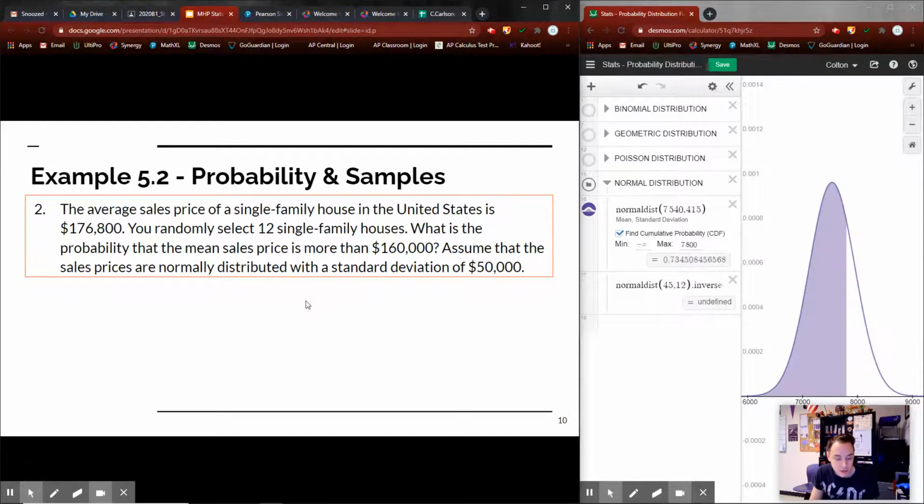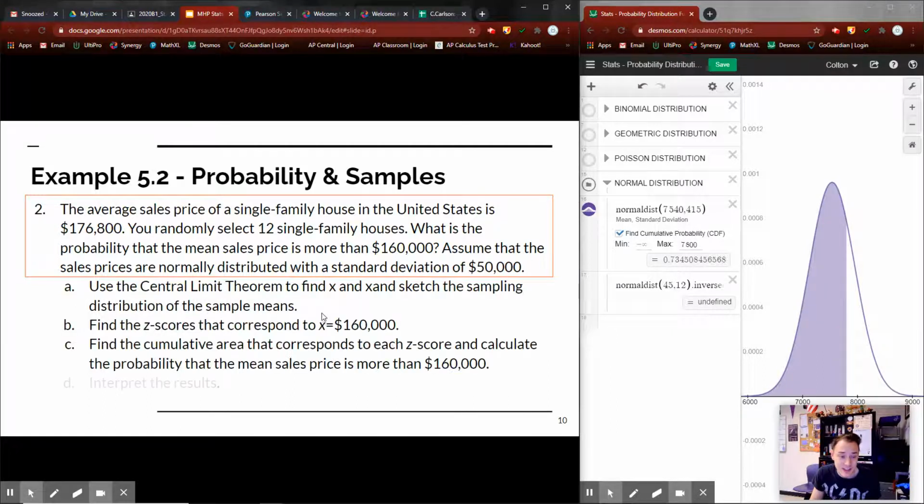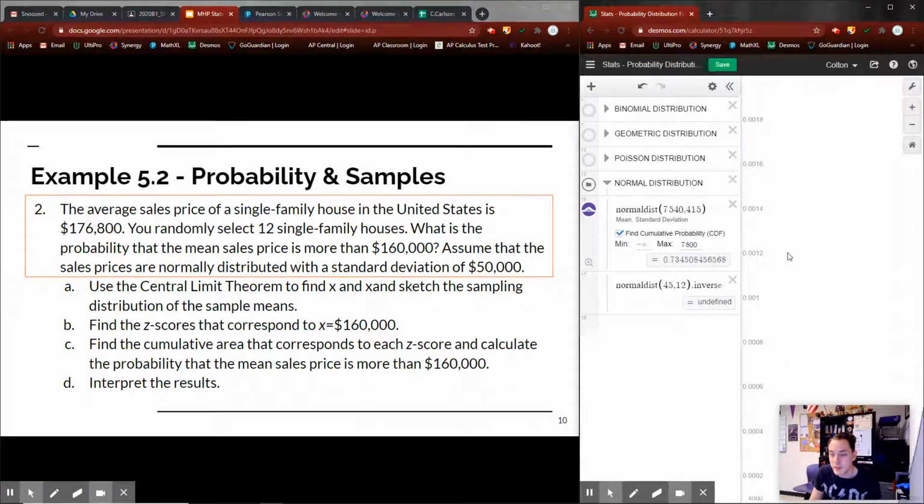Okay, let's go through example 5.2. This is going to ask us all this fun jazz, which is fantastic, right? And so that means I'm going to scroll over here.